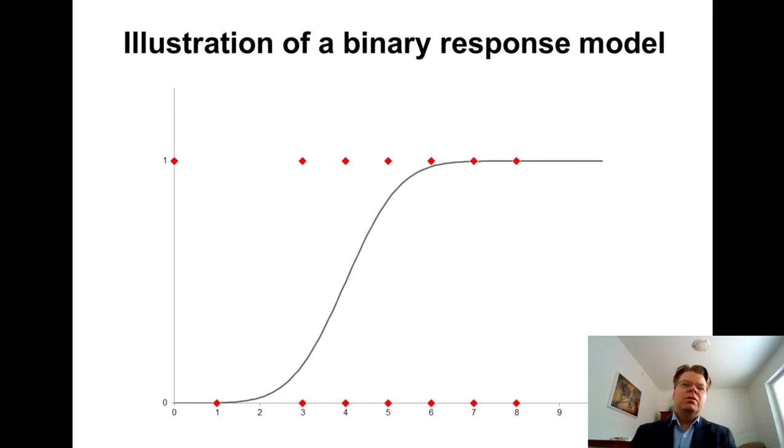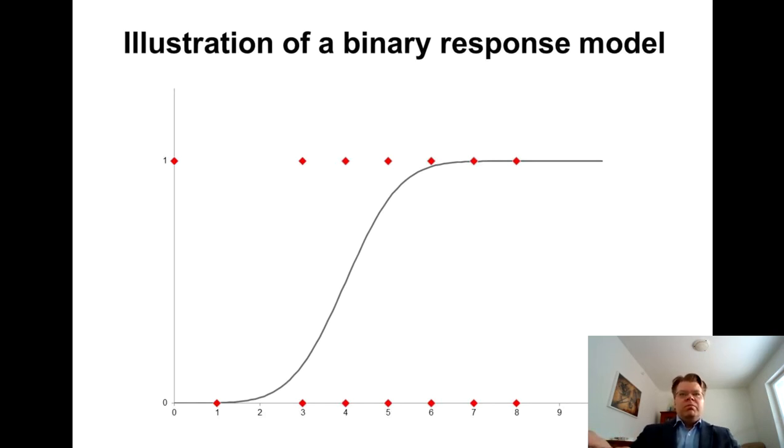The cumulative distribution function must always, of course, be monotonic increasing, so it cannot go down, it's just increasing. But with these parameter values, when we fit this model to the data, we can shift the location to the left or to the right, and change how steep this function is. But it will always have this nice S shape when we fit it to the data. So this is how you can think about this binary response model graphically: we fit S-shaped cumulative distribution functions to this kind of binary data. Okay, I hope that helps to illustrate.